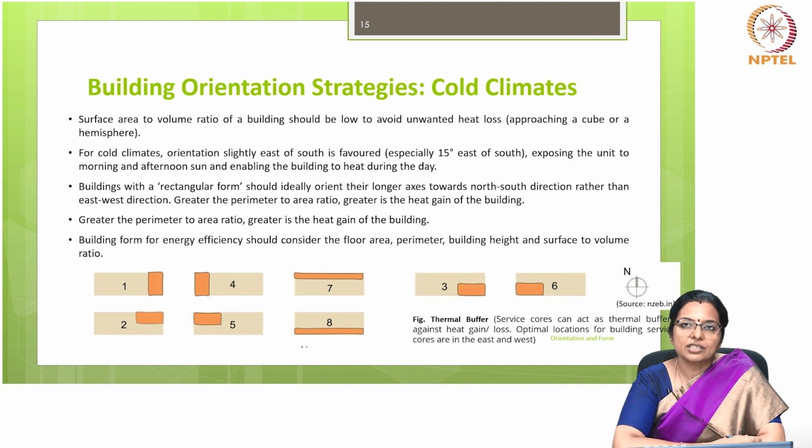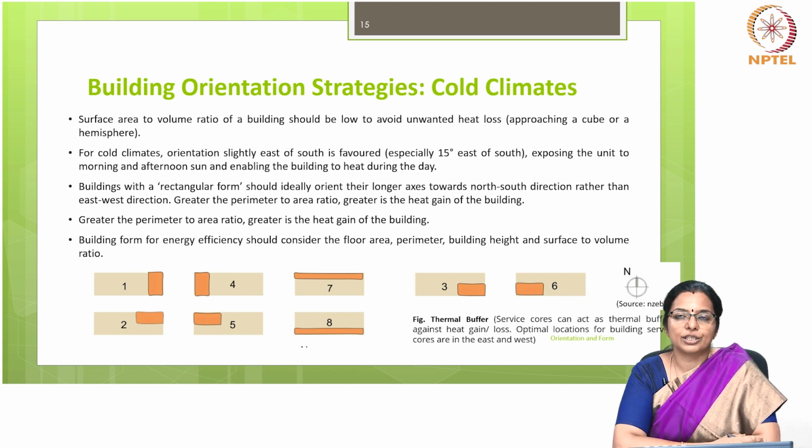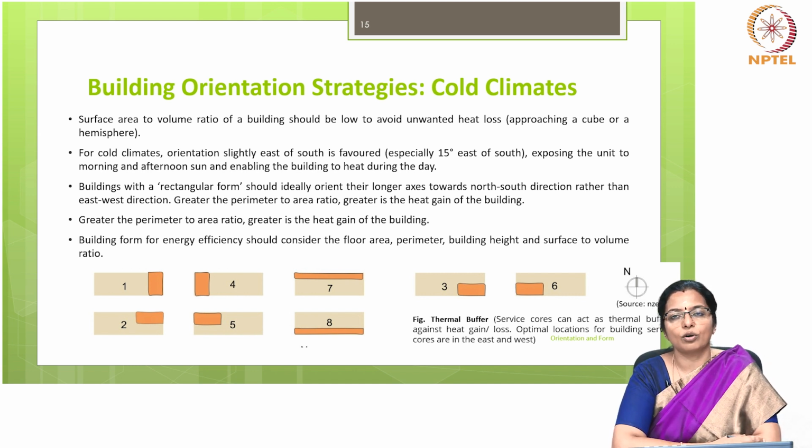Let's look at strategies in cold climate. The surface area to volume ratio of a building is a crucial factor in the thermal performance in a cold climate, particularly in terms of heat loss. A lower surface area to volume ratio, such as that approached by a cube or a hemisphere, is desirable to minimize unwanted heat loss. This design approach helps to create a more thermally efficient building envelope, reducing the need for excessive heating in colder climates. In cold climates, the orientation of buildings becomes crucial for maximizing solar gain and also for heating opportunities.